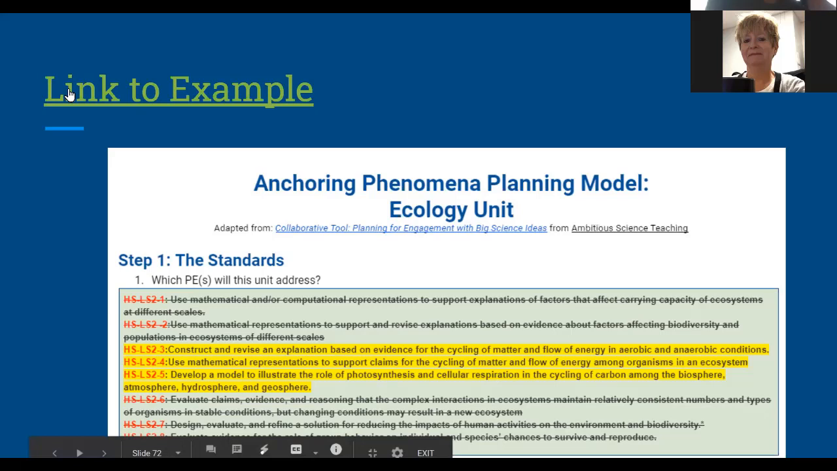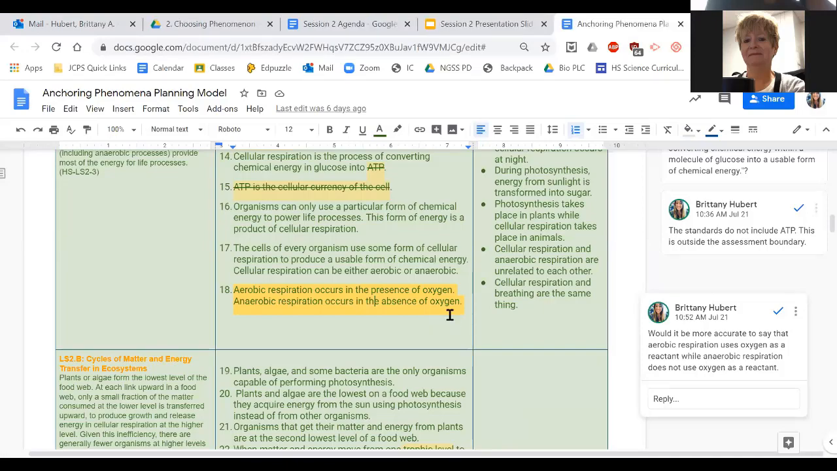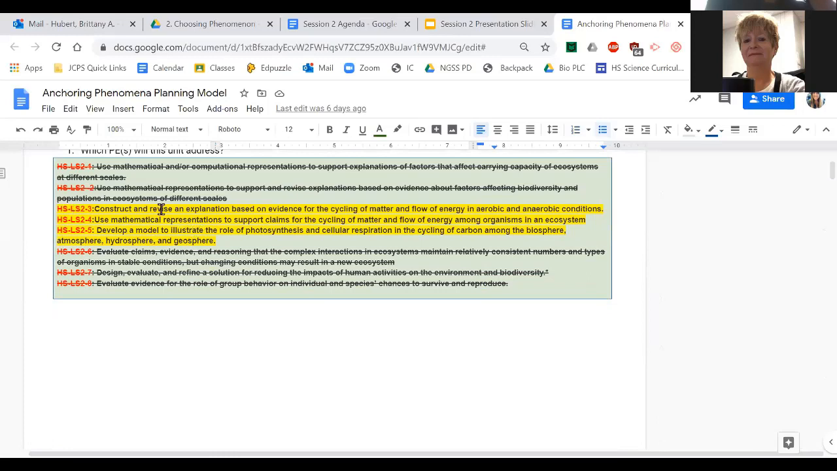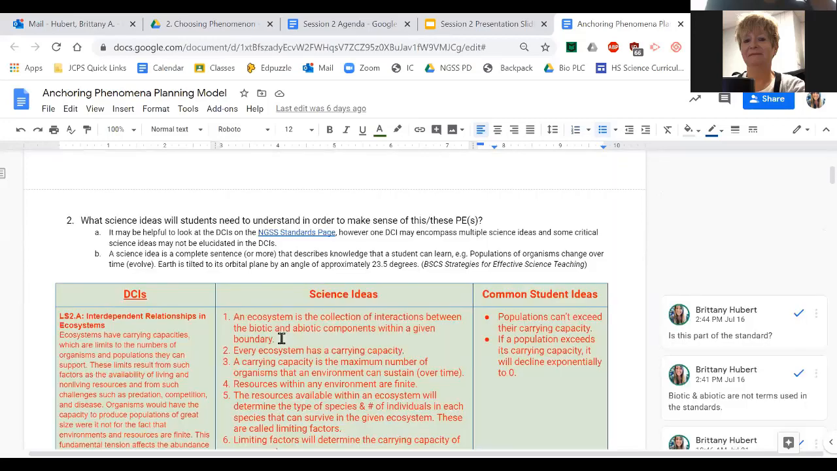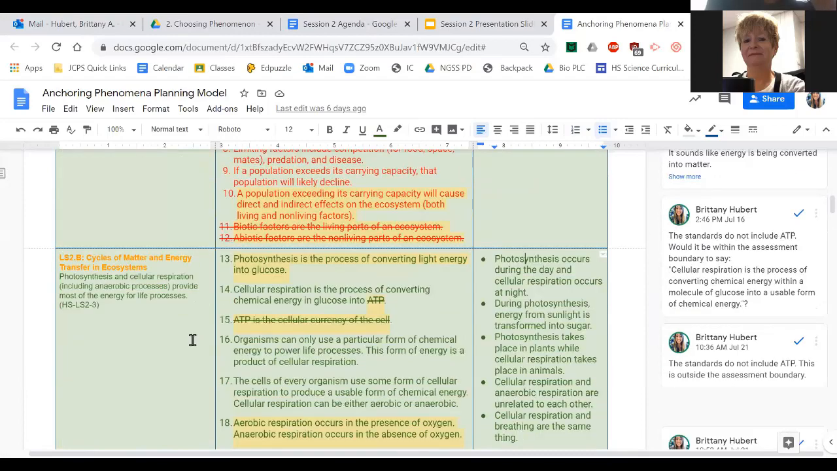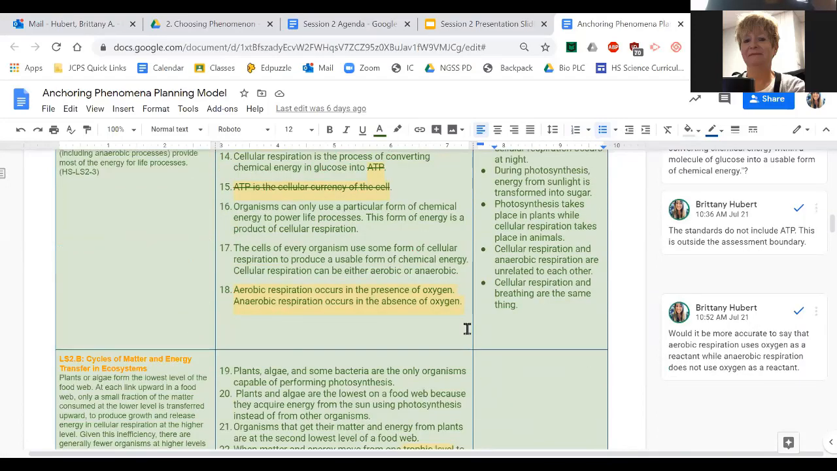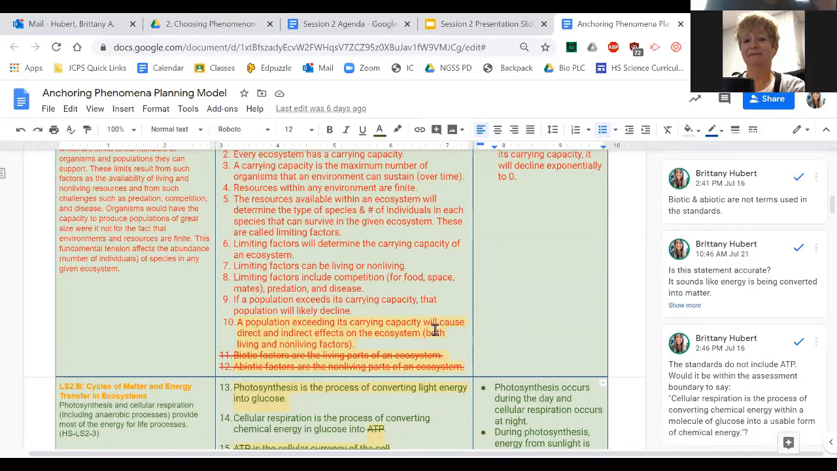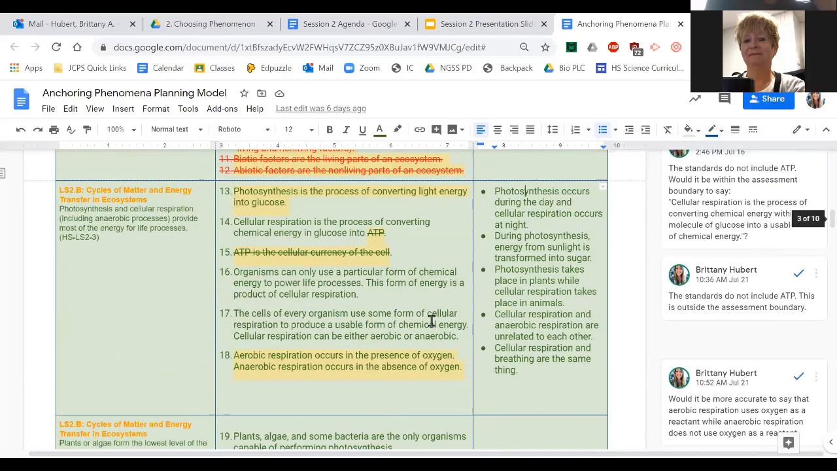And so if we look at this, again, the example that I have given you, we can see that up here, I highlighted the ones that I knew I was going to cover, and I struck through the ones that weren't covered within this unit or this phenomenon. I put in red all of the DCIs and science ideas and common student ideas that aren't going to be covered in this unit, and then I put in green the ones that are. That's just easy for me when I go to look for my next ecology phenomenon, to know which PEs and which DCIs need to be covered.